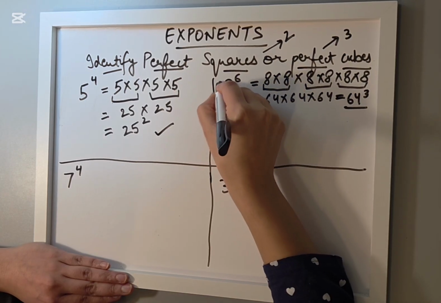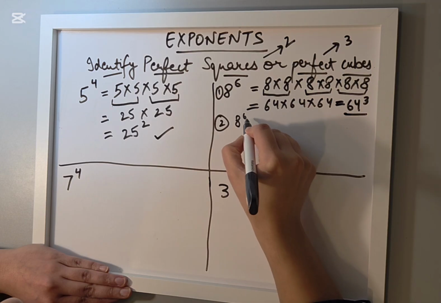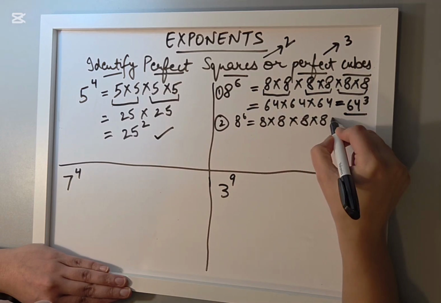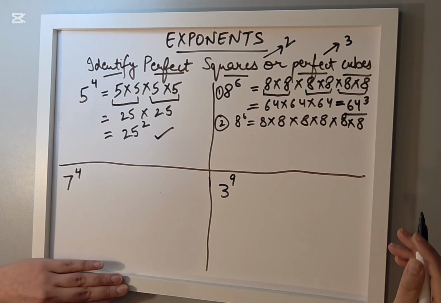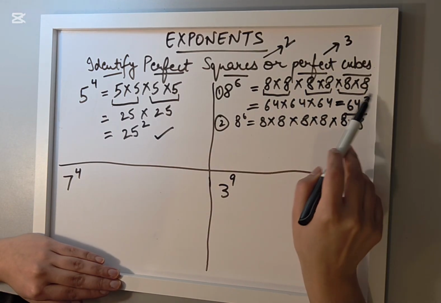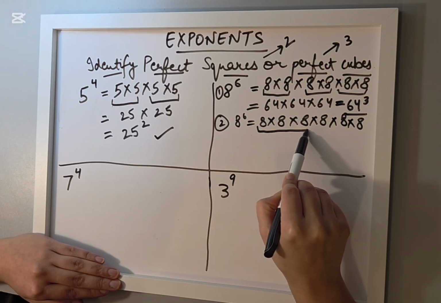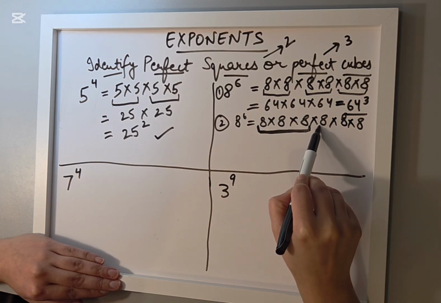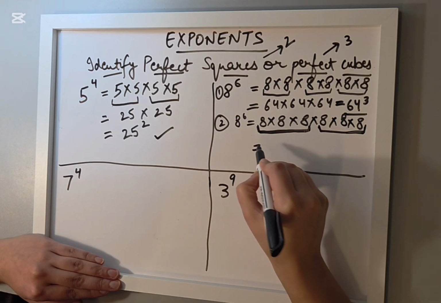But there is another way to do this. Okay, so 8 to the power 6, 8 into 8 into 8 into 8. So we made pairs of 2's and this came out to be this. But we can also see we could have made pairs of 3, right? So one pair of 3 and another pair of 3.